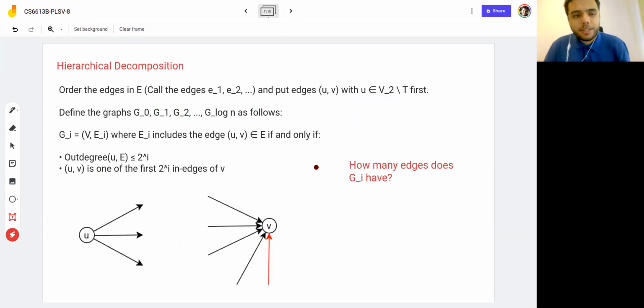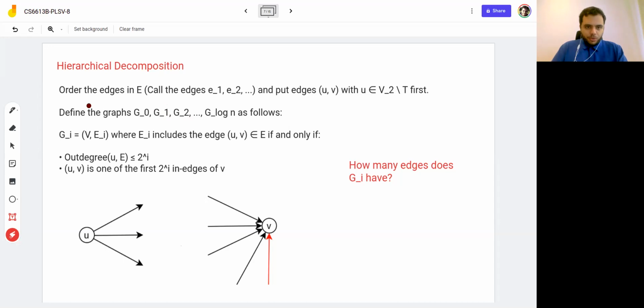Now, I can finally tell you what hierarchical decomposition is. So the idea of hierarchical decomposition is that you just create a set of graphs, which I call G0, G1, and so on. And these graphs all have the same vertex set as the original graph G. But they have very few edges. So the idea is that I want G0 to have really few edges, G1 to have a little bit more edges, and so on.